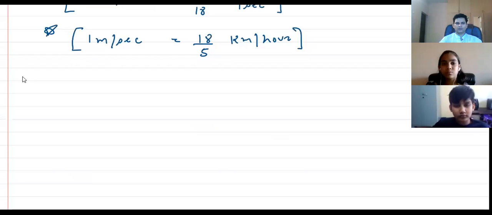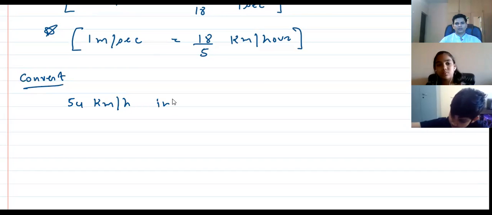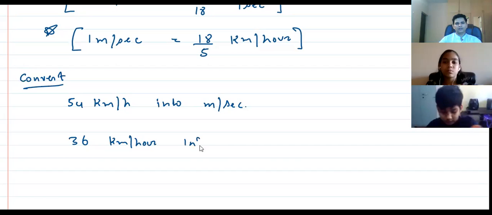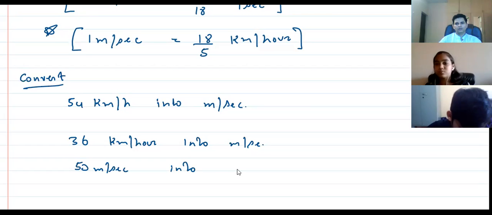Try solving these problems. Convert 54 kilometer per hour into meter per second. 36 kilometer per hour into meter per second. 50 meter per second into kilometer per hour. These three questions. Quickly, everyone, quickly.